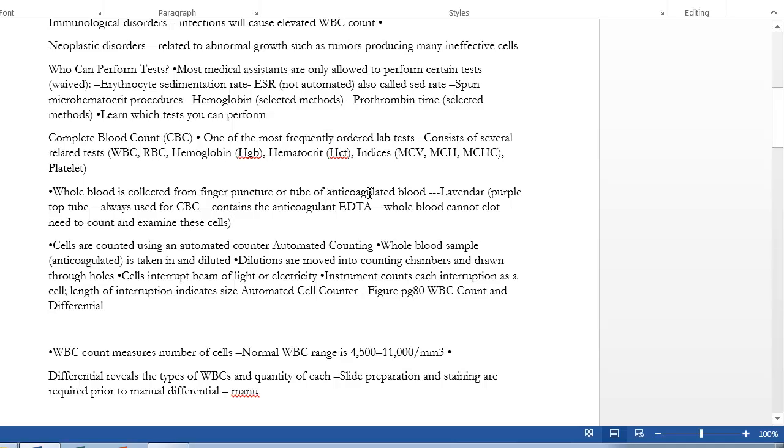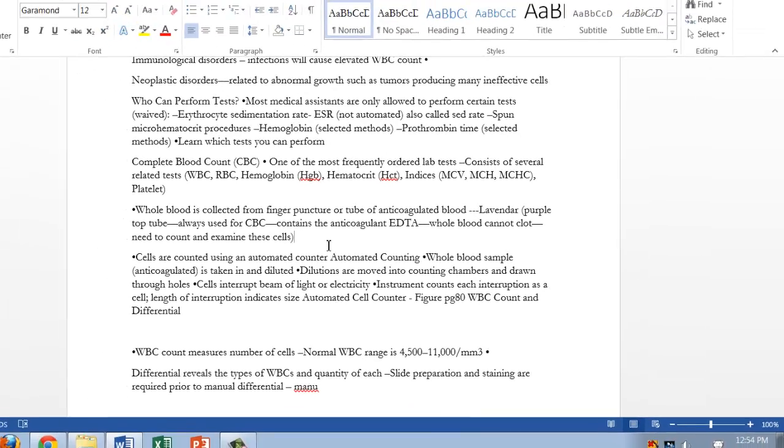We can draw it from a venipuncture. We can draw it from a finger puncture. So we must see intact cells. We must be able to look at them under the microscope. We must be able to count them. So this blood cannot clot, and it has to come from the lavender or purple or EDTA tube. At the bottom of page 80, you see an automated cell counter that would be found in a small office situation.